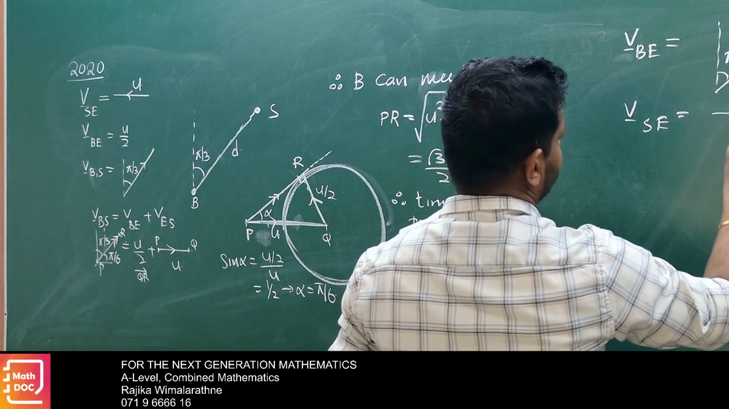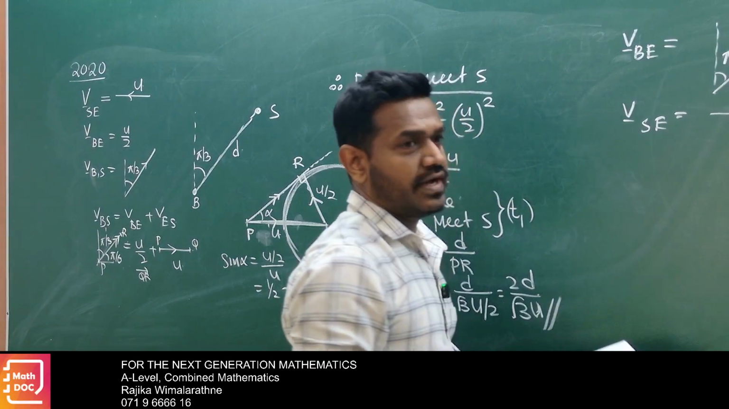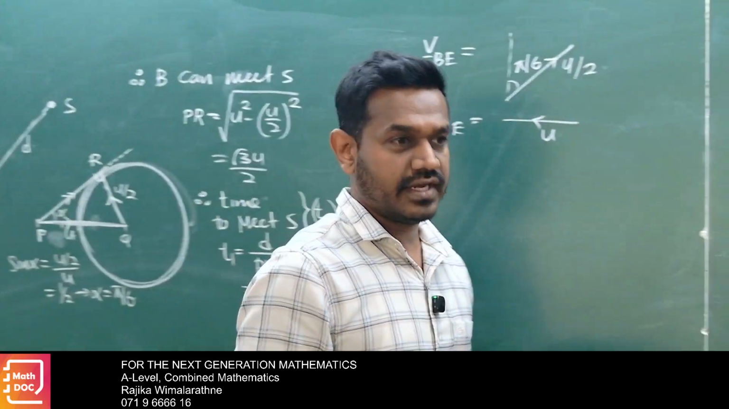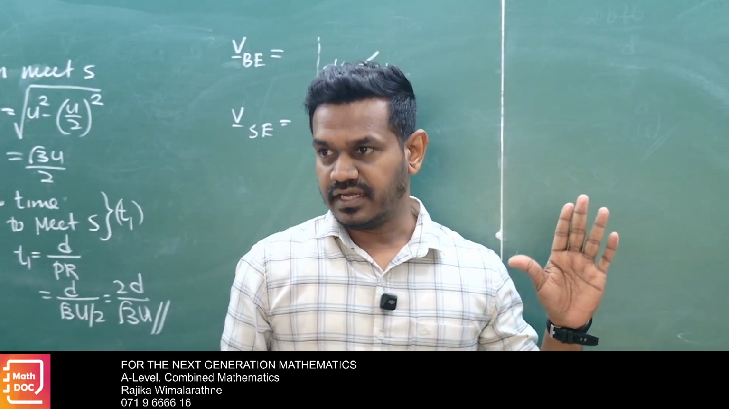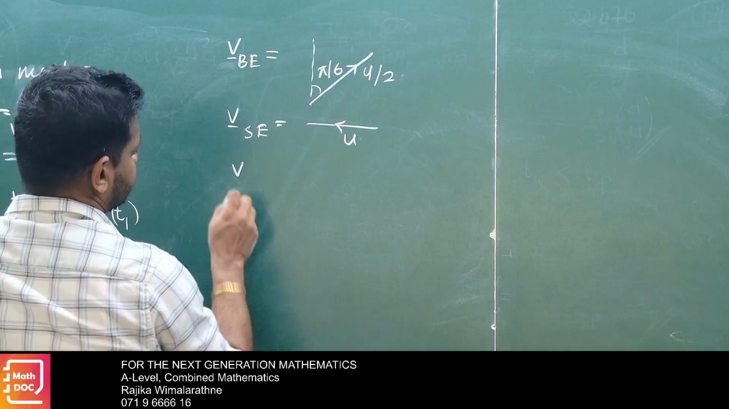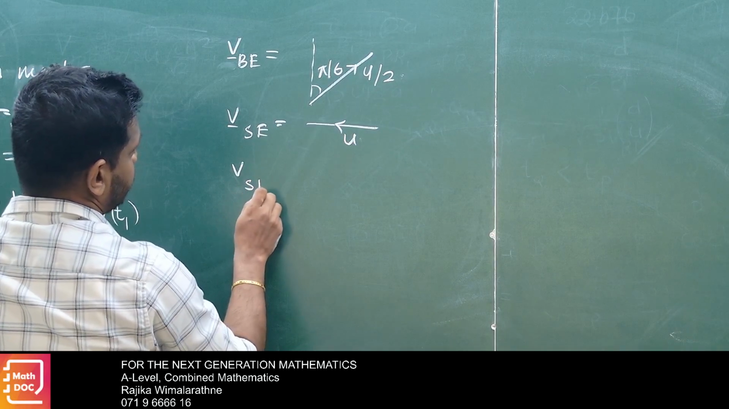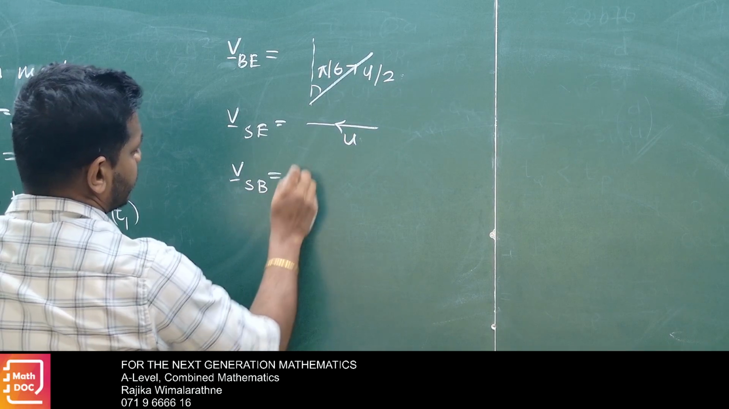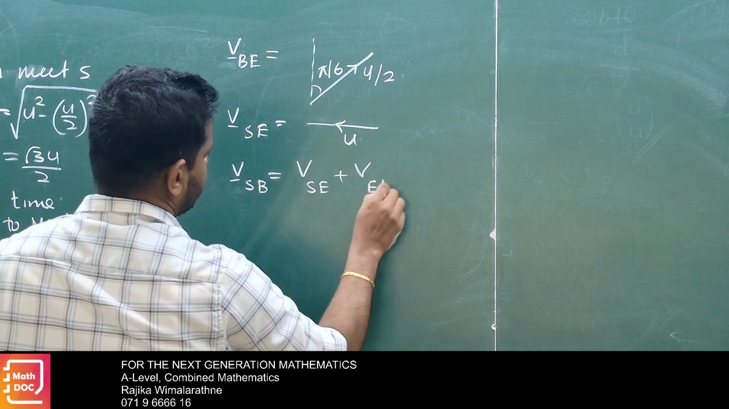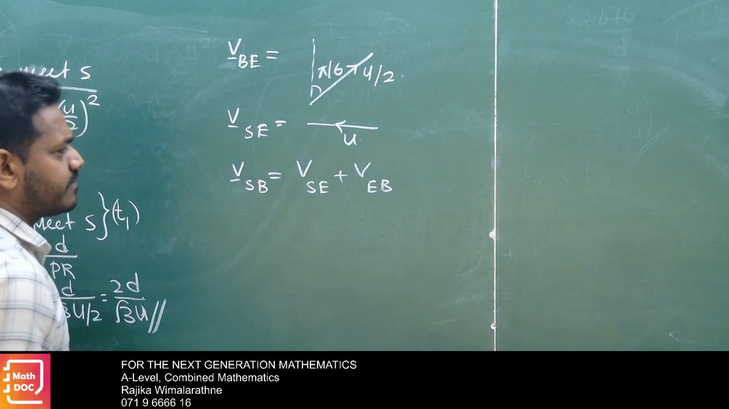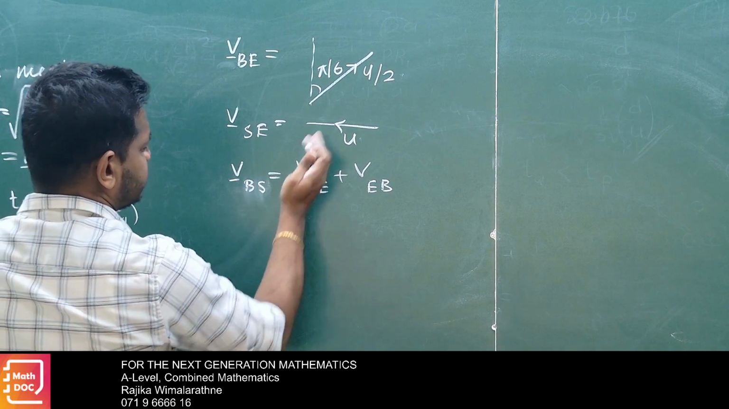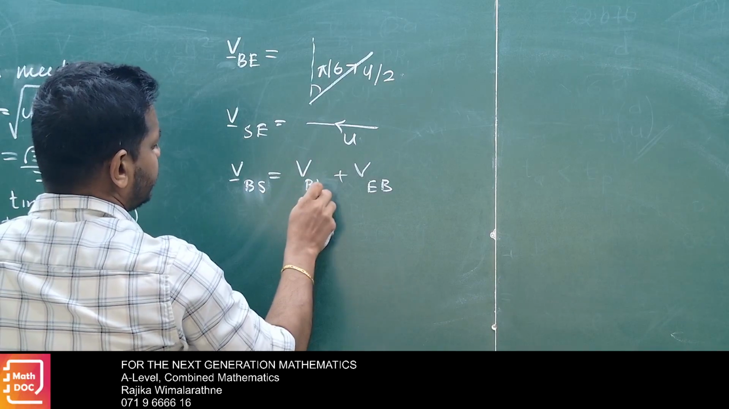U. Then we need to find the shortest distance, no? To find the shortest distance, we have to find the relative velocity. Then I take the velocity of S with respect to B: VSE, VEB. Velocity of the boat with respect to S, I'll take this one, VBS.